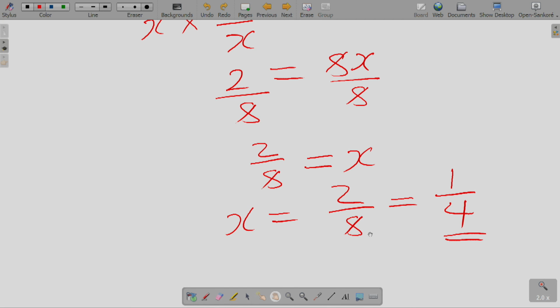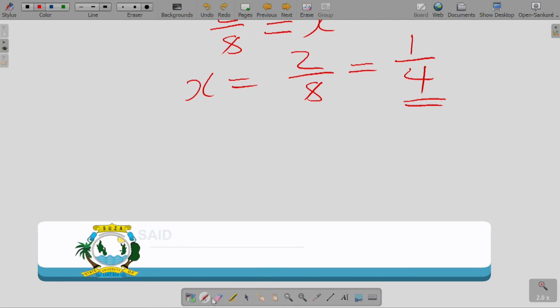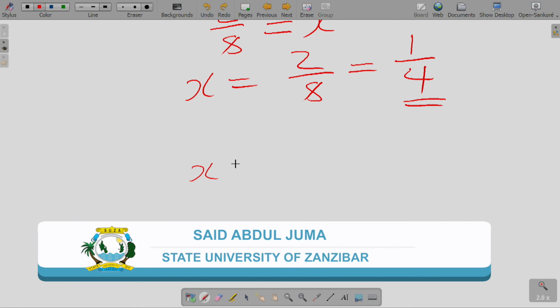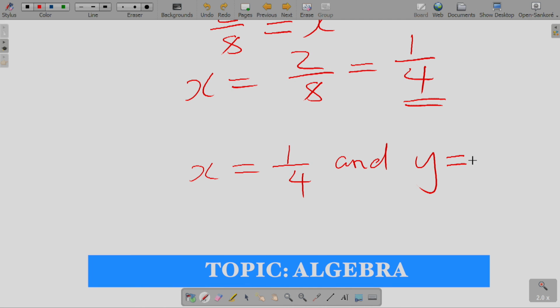So on solving these two simultaneous equations, the answer we got is x equal to 1 over 4 and y equal to -1.